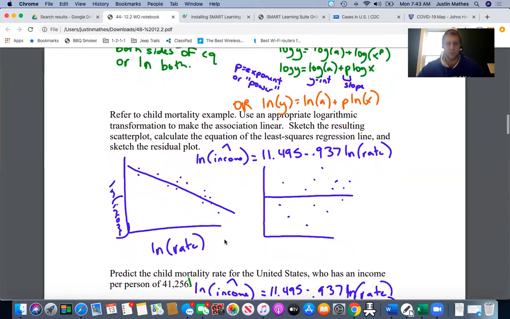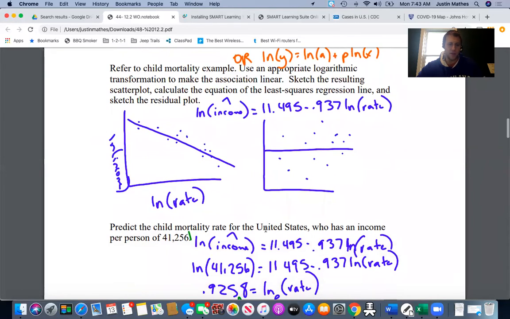Okay, so the question is, predict the child mortality rate for the United States who has an income per person of $41,256. So they are going to give me the income. So that's going to get plugged in right here. And then I'm going to work backwards to solve for the rate. So I plug in natural log of 41,256, which is just some number.